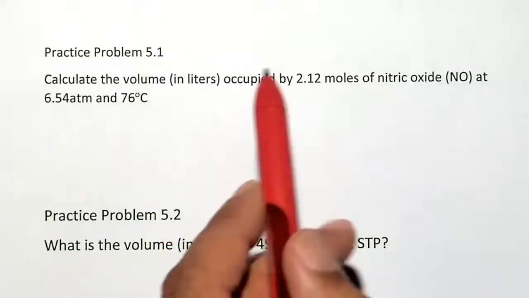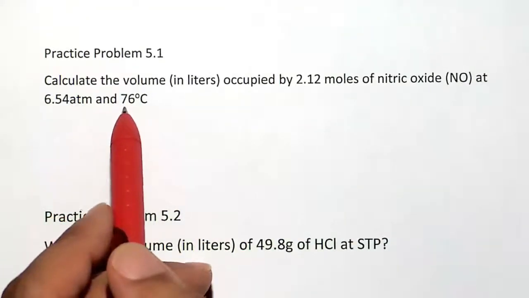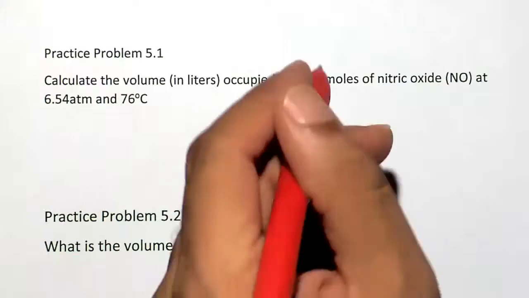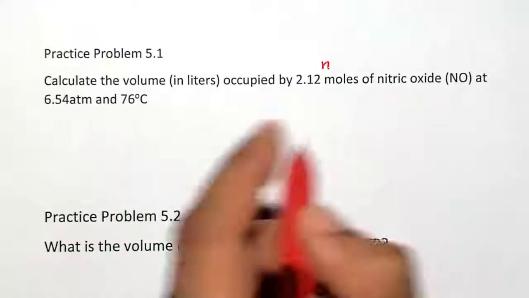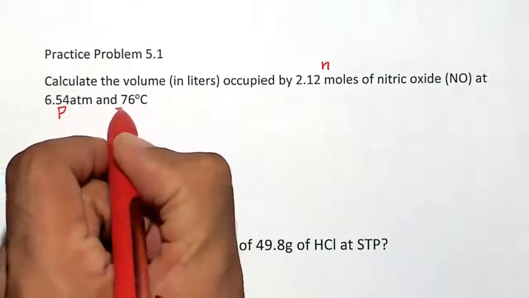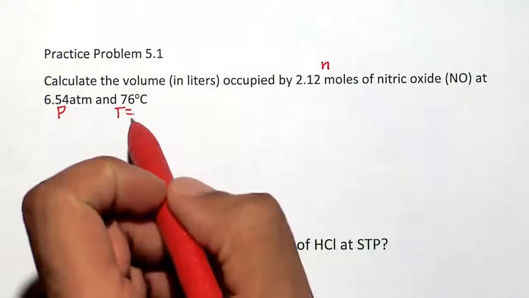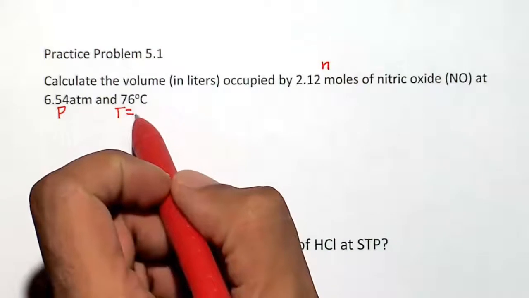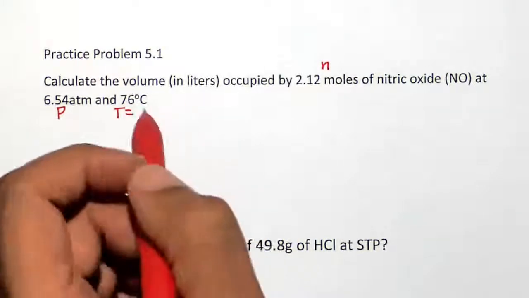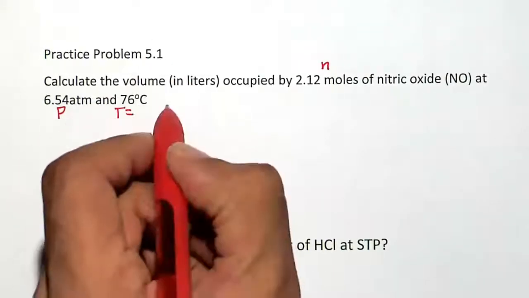Let's do some practice problems utilizing the ideal gas law. Calculate the volume in liters occupied by 2.12 moles of nitric oxide at 6.54 atmospheres and 76 degrees C. So 2.12 moles would be n of this gas, nitric oxide. P would be 6.54 atmospheres, and T would be 76 degrees C, but whenever we're dealing with gases we cannot use degrees C. We have to put it in Kelvin. 273 plus 76 would be 349 Kelvin.